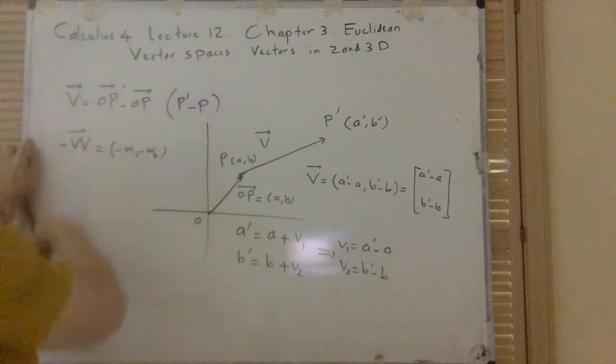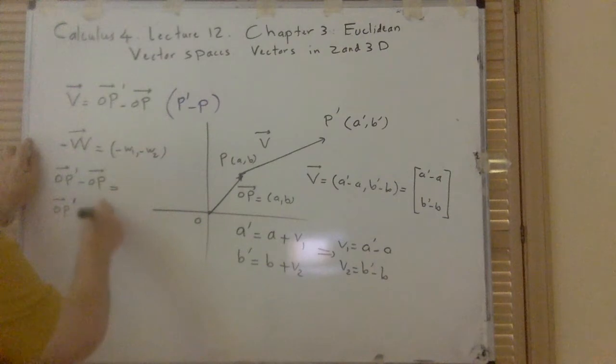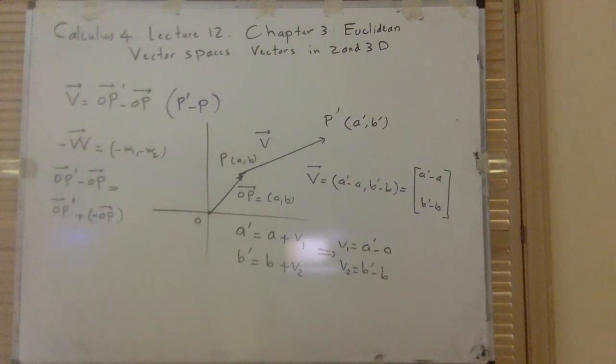So when I said minus this thing, in fact, is plus this thing. So OP prime minus OP is in fact OP prime plus minus OP. As vectors, the subtraction means this. So when we define the negative of a vector, what does negative mean? It means the same magnitude, opposite direction.